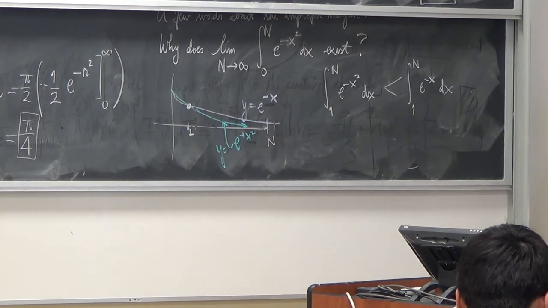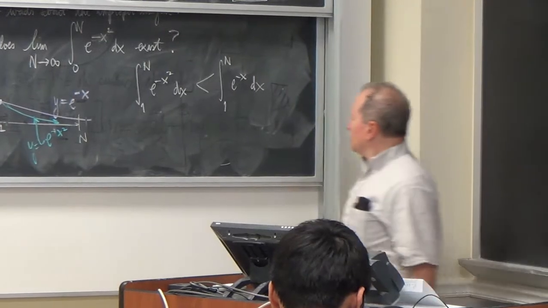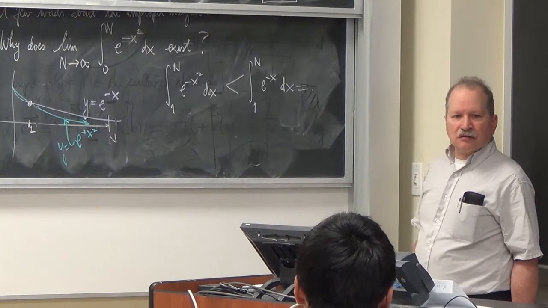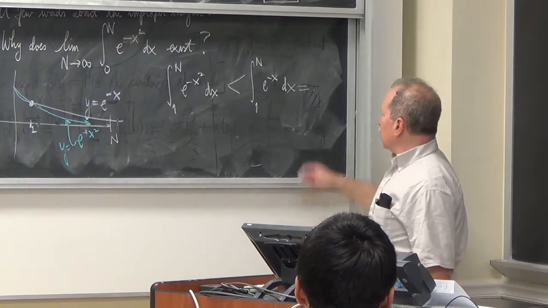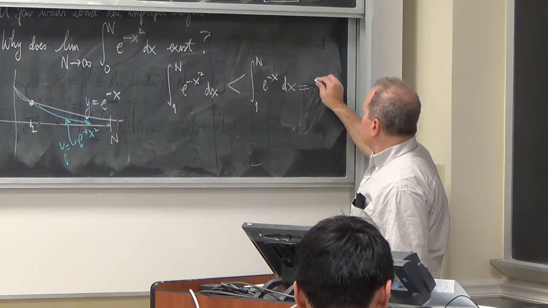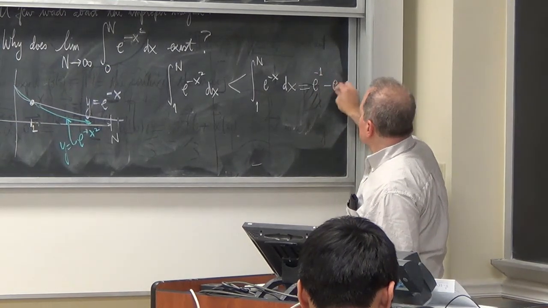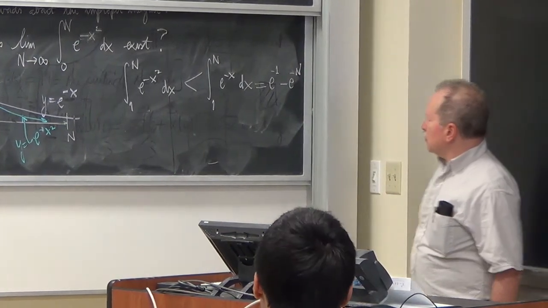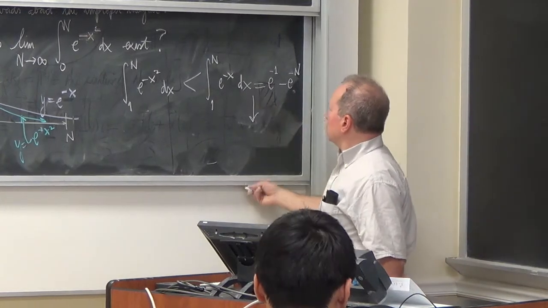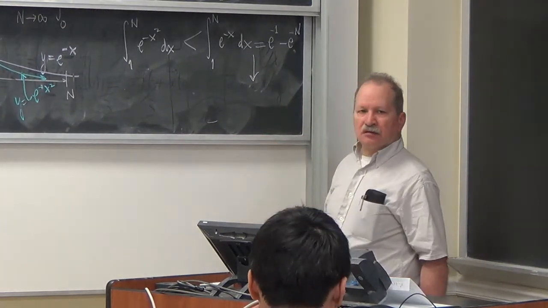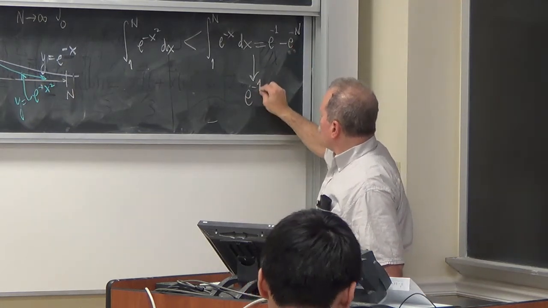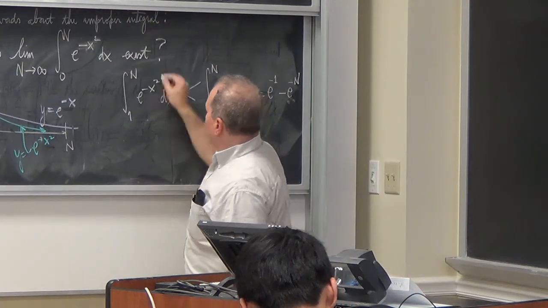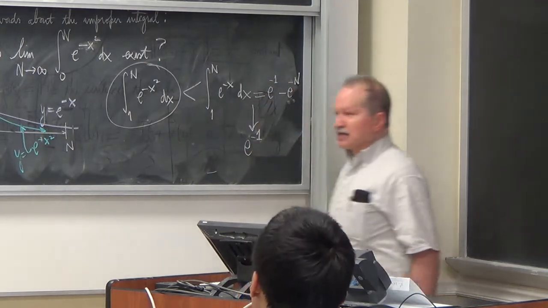So this is, of course, comparison stuff that you should have all learned. And what is the integral of e to the negative x? Negative e to the negative x. So I get e to the negative 1 minus e to the negative n. So what happens as n goes to infinity? That goes to 0, so this approaches 1 over e. Therefore, the area under this curve as n goes to infinity has a finite limit.